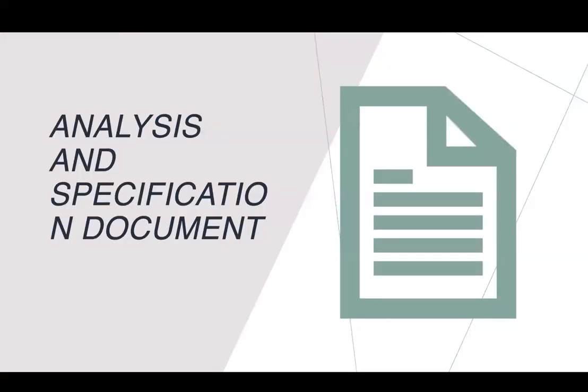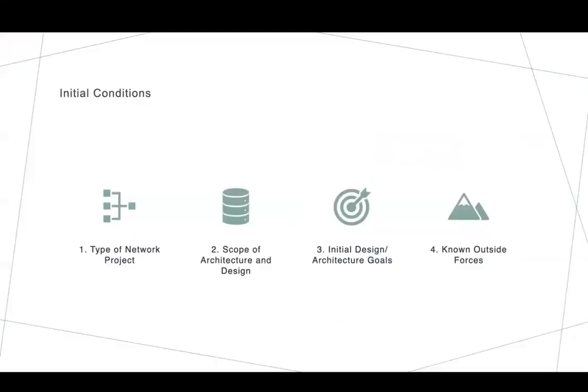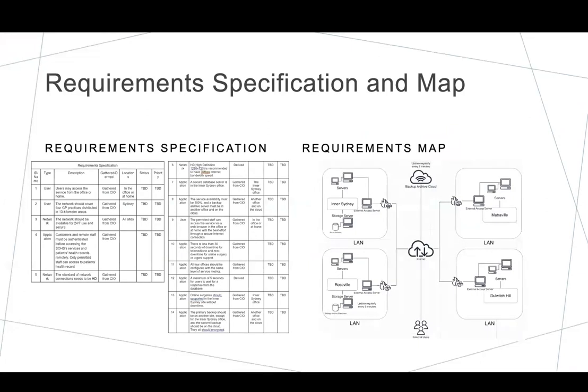Here's the analysis and the specification document. The first one is initial conditions: type of network project, scope of architecture and design, initial design, architectural goals, and outside forces. The following one is requirements, specification, and map. There are many different specifications. For example, the user may access the service from the office or home. And the map describes the distribution of the whole network.